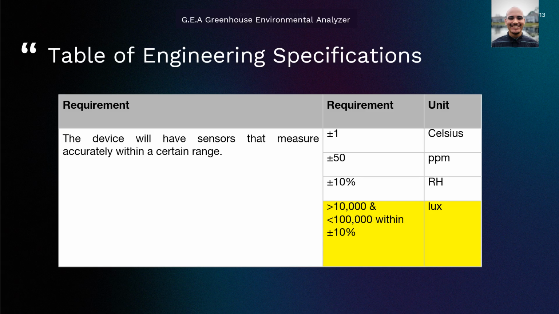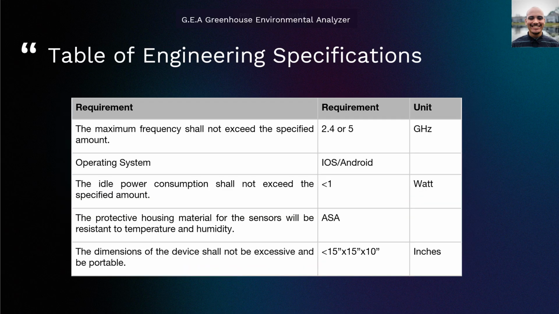So here's our table of engineering specifications. You can see a whole list of different specifications from temperature to CO2 to humidity. The one that we will highlight is the lux value, and our requirement is for our sensor to be able to measure between 10,000 and 100,000 lux within a plus or minus 10% range of the actual value. There are some more specifications having to do with frequency, with power, and with some physical characteristics of the system.